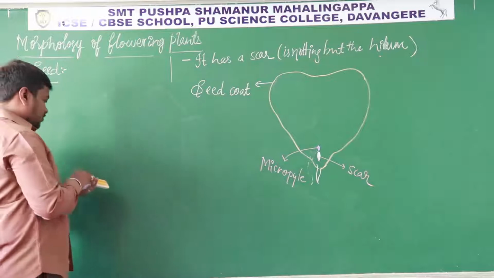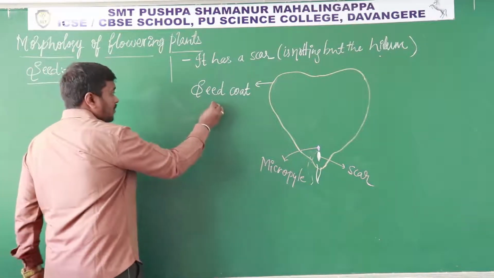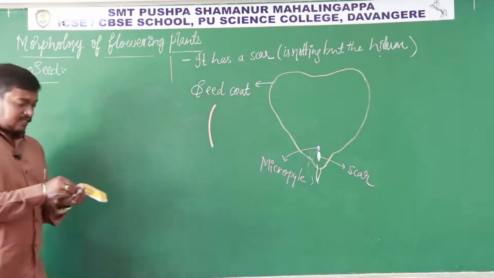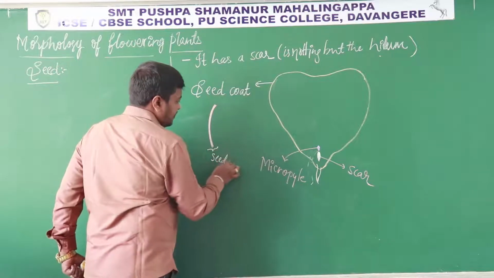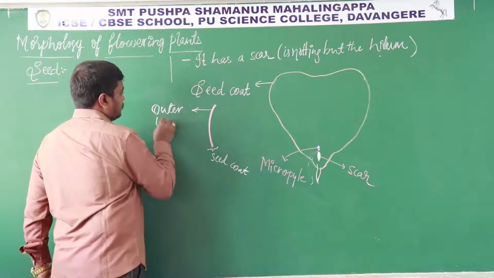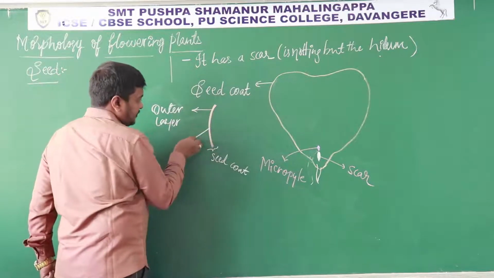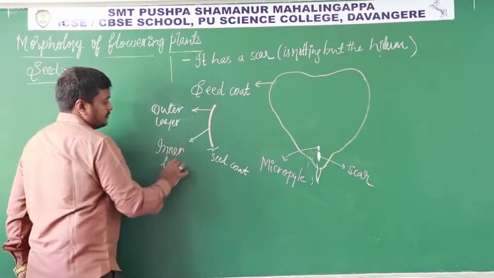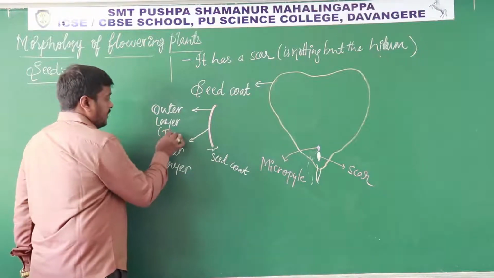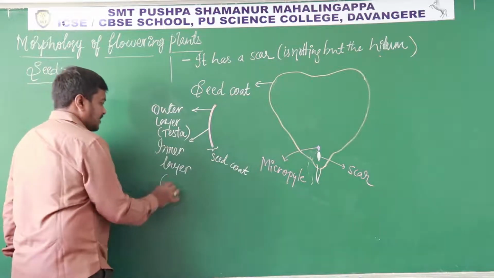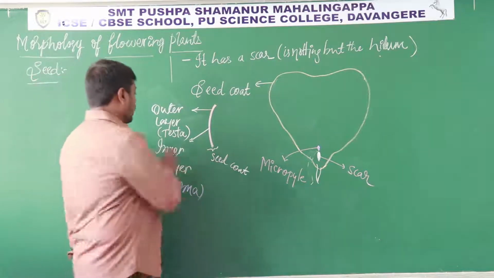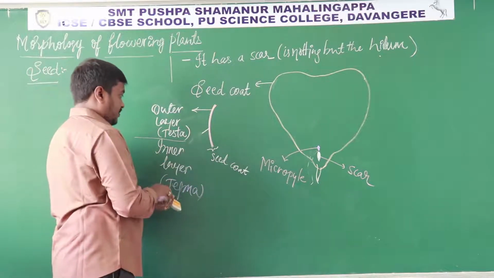If you soak the seed and remove the seed coat, this seed coat consists of 2 layers. Supposing we consider it a seed coat, it looks like a single layer, but this seed coat has 2 layers. This is the outer layer and this is the inner layer. Outer layer is called testa and inner layer is called tegma. So recall it: seed coat has 2 layers, outer testa, inner tegma.